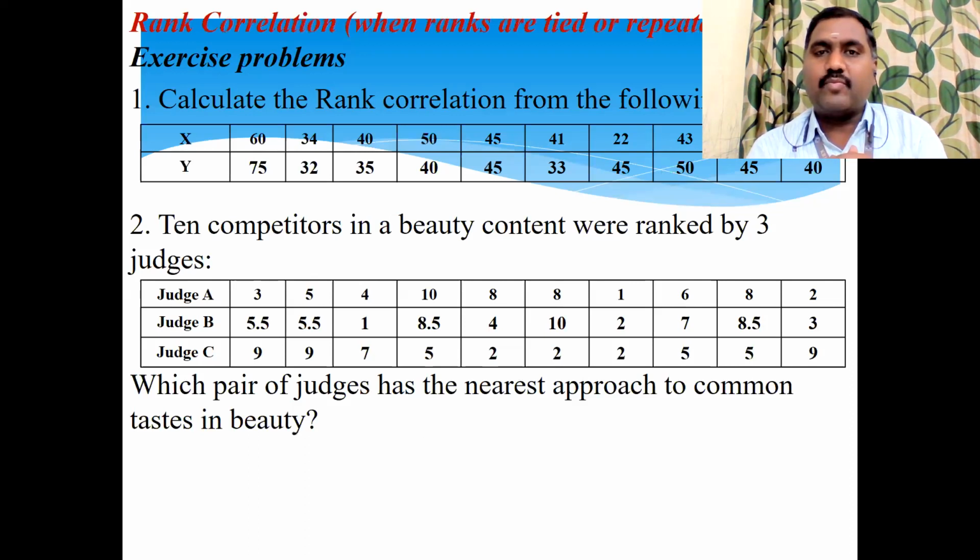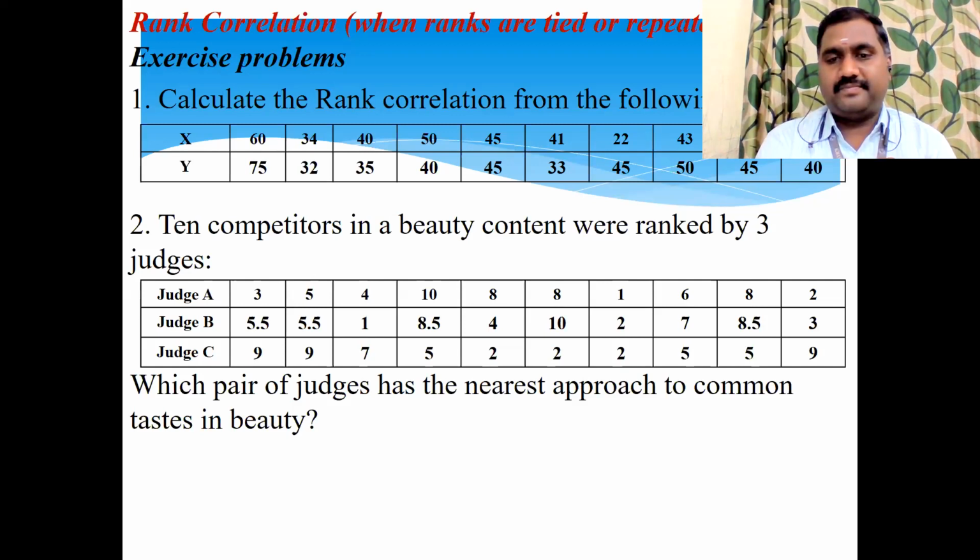Similarly, the second problem. Yesterday also we worked the second problem, right? When you are getting 3 variables, you have to find out 3 different R values. The R value for the first and the second variable, the R value for the second and third variable, and the R value for the third and the first variable. Clear? Any doubts in this?